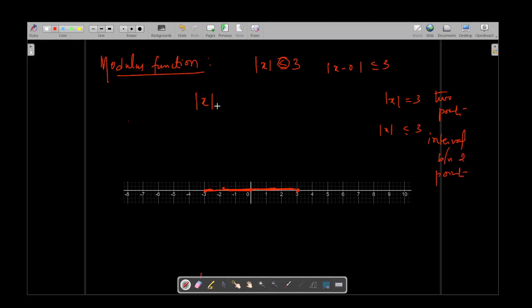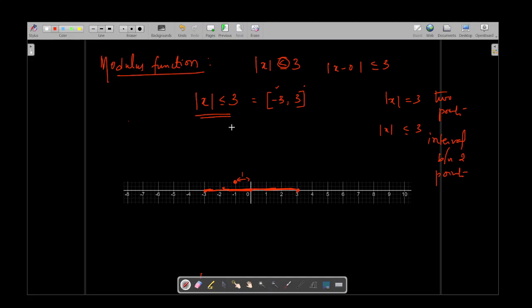Modulus of x less than or equal to 3 means the distance from origin is either 3 or less than 3, anything is okay. So if you take the point here, the distance is 1, which is less than 3, so this is also permissible. So if I write modulus of x less than or equal to 3, what does it mean? It means it is the interval between minus 3 and plus 3. Since I'm using closed bracket, this is the interval.